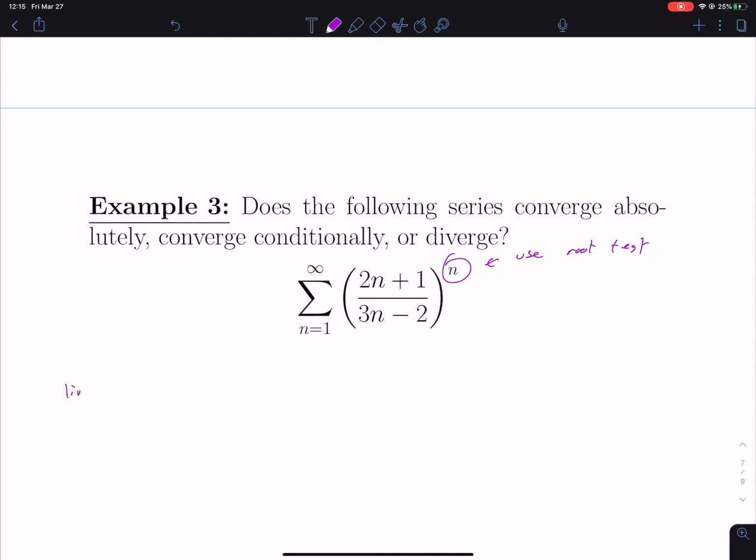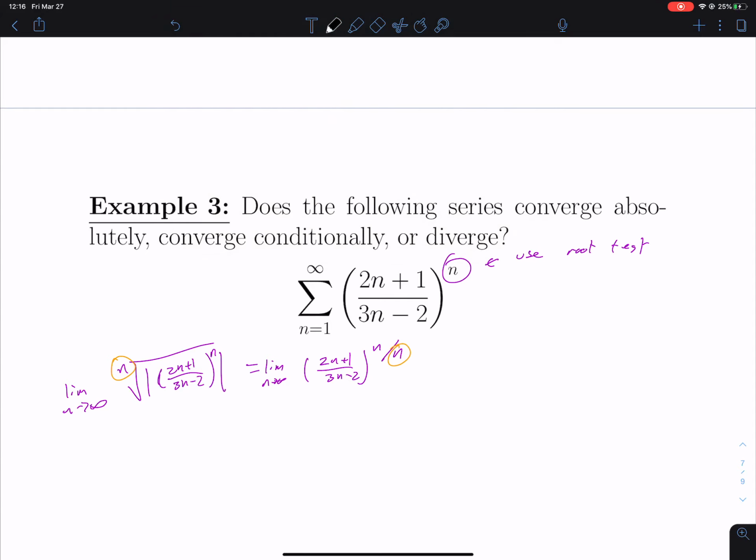So I'll have the limit as n goes to infinity. You take the nth root of the absolute value of the nth term. The absolute value does not matter here because everything is positive, as long as that denominator is positive, which it will be when n equals 1. So I can just drop those absolute value bars. There's an n there. And so I have the limit as n goes to infinity of 2n plus 1 over 3n minus 2 to the n. This n is this n.